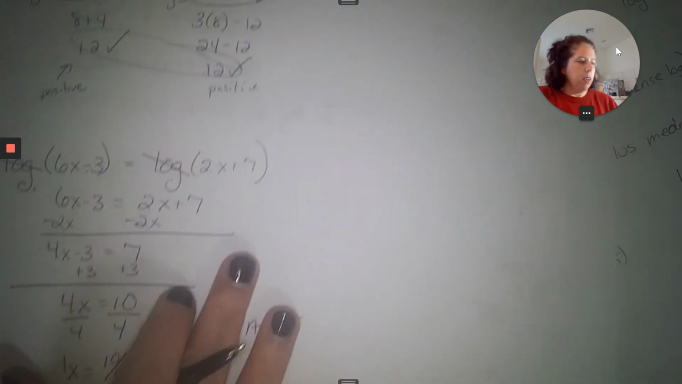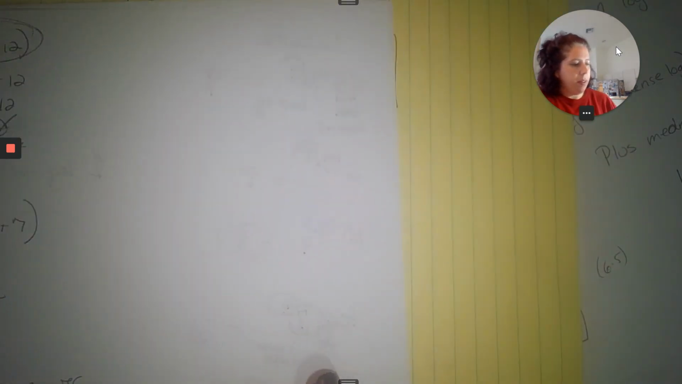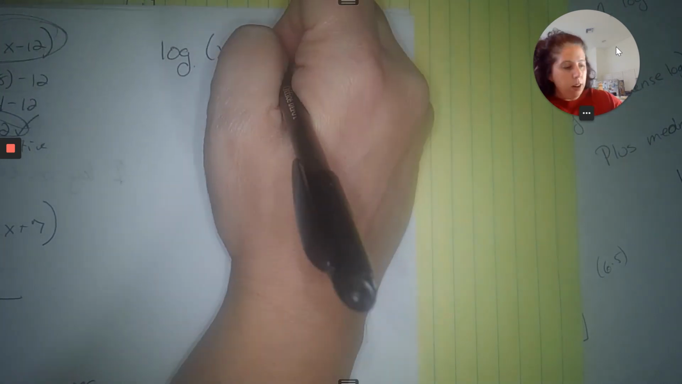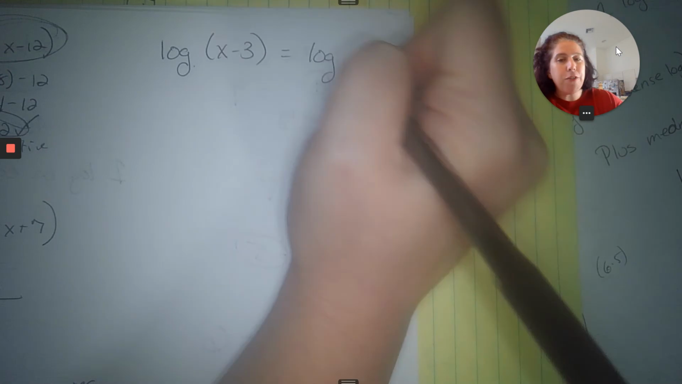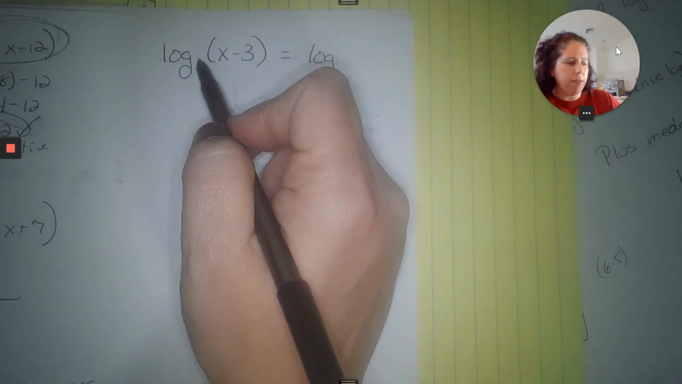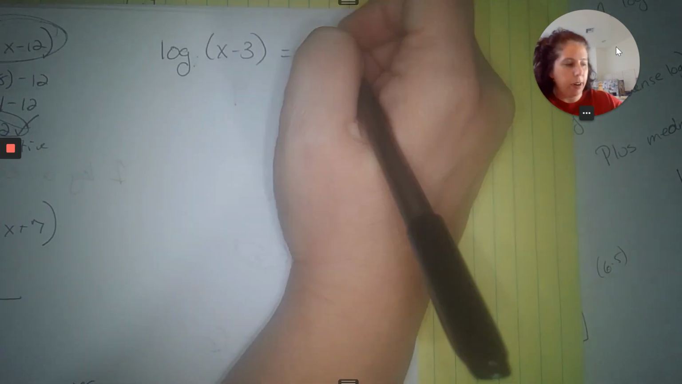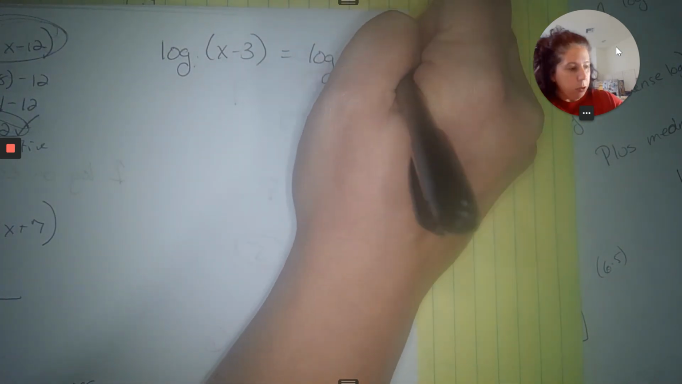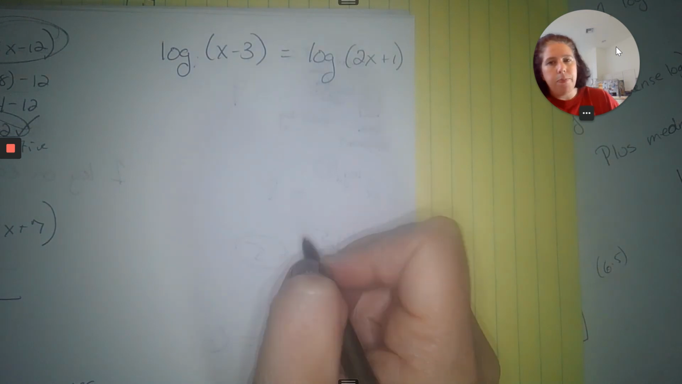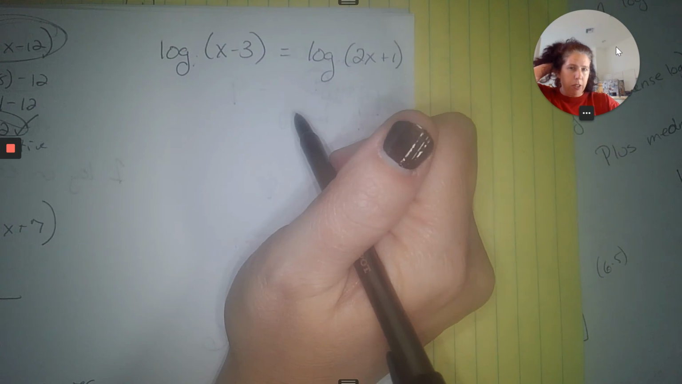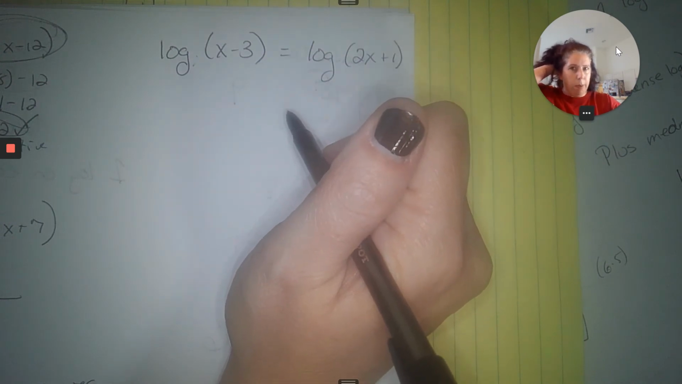Okay, now let's try one that might not work. Okay, so we got log of x minus 3. Again, I'm going to leave the base off. We're going to use base 10. And remember, the bases don't matter. They have to match, though, by the way. If this is like a 5 and this is a 2, you can't do this, and I'm not going to give you one, so don't worry about it. And then we're going to use 2x plus 1. Okay? So give it a shot. Come up with an x answer. Pause the video and just come up with an x answer. I'm going to show you what's going to happen.